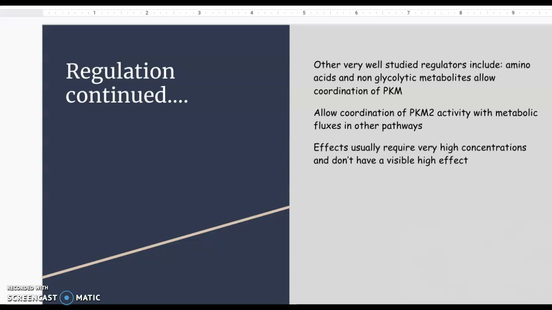Other very well-studied regulators also include amino acids and glycolytic metabolites, which allow coordination of PKM activity with metabolic fluxes and other pathways. However, these effects usually require very high concentrations, and most of the time they don't have a very visible effect. Mainly this is because PKM2 is usually regulated allosterically by numerous small molecules and metabolites. This also questions the importance of the physiological regulation of PKM2.